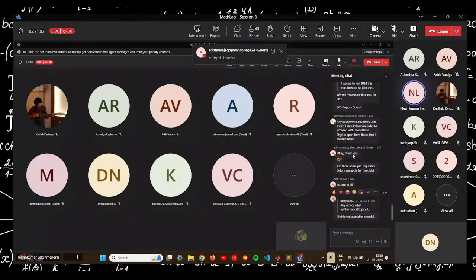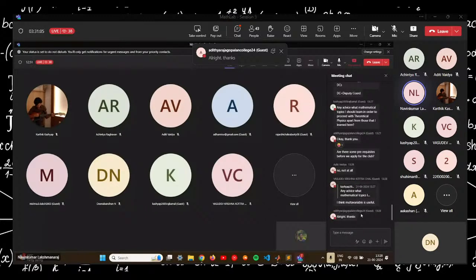Yes, multivariable calculus is essential. It's not only useful, it's essential.